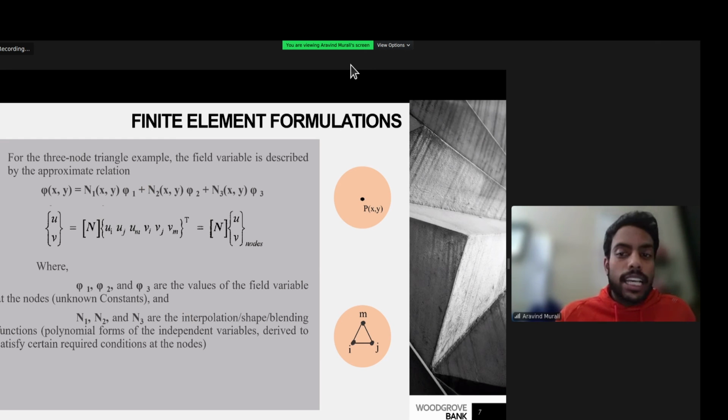As an example, for a three-noded triangle, the field variable is defined as phi of x comma y, which is a function of N and phi, where phi is the field variable at each node and N are the interpolation functions, also called shape functions or blending functions. These are in the form of polynomials with independent variables. These are derived to satisfy certain field conditions at the nodes. Like if you want to find the displacement of the node, it corresponds to the stiffness of the nodes.